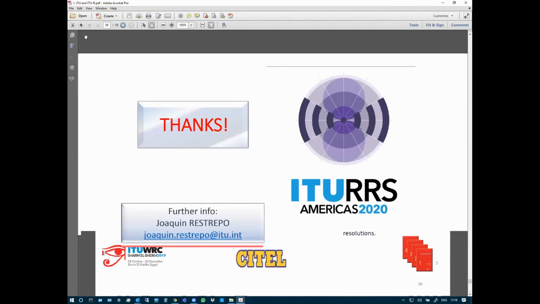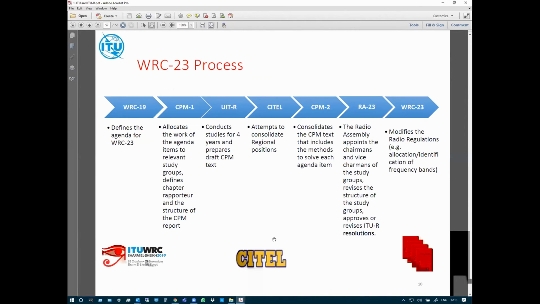This is the cycle of the WRC-23 process, but it is the typical cycle for any conference. In this case, WRC-19 defined the agenda that was submitted for approval of the council. Just after WRC-19, we had the very first Conference Preparatory Meeting. The idea was to allocate the work of each agenda item to the relevant study group. Once we had defined the agenda, in those 2 days after the conference, we made something like a casting, saying it will be necessary to perform this kind of particular study. Then we give instructions to the study groups to perform this analysis.